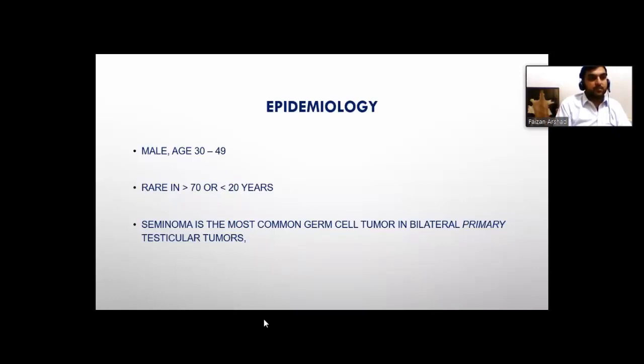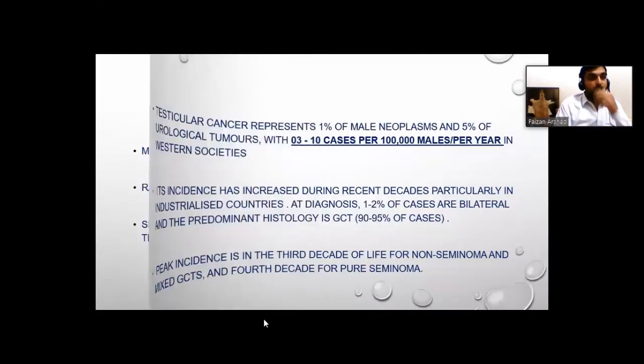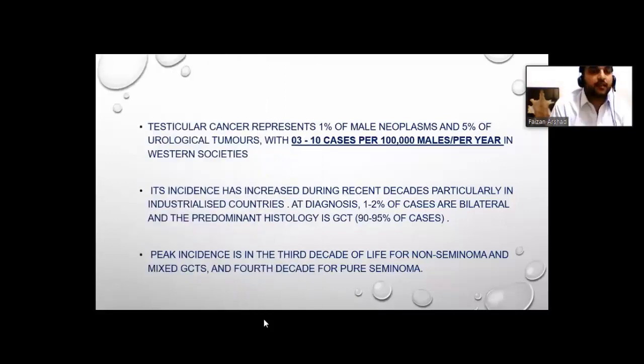Seminoma is the most common germ cell tumor, bilateral primary of the testicular tumor. Testicular tumor represents 1% of male neoplasms and 5% of urological tumors, with 3 to 10 cases per 100,000 males per year in Western societies. Its incidence has increased during recent decades, particularly in industrialized countries. At diagnosis, 1 to 2% of cases are bilateral, and predominant histology is germ cell tumor, 90 to 95% of cases. Peak incidence is in the third decade of life for non-seminoma and mixed germ cell tumor, and the fourth decade for the pure seminoma itself.